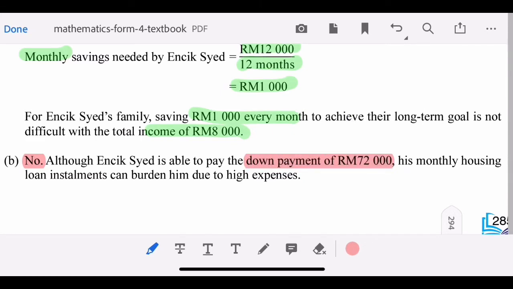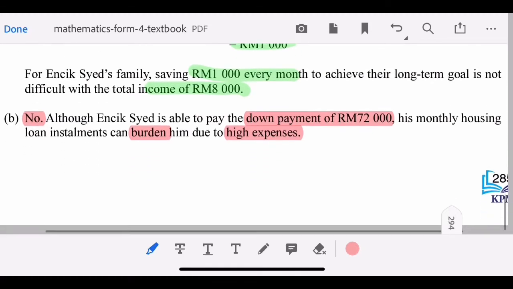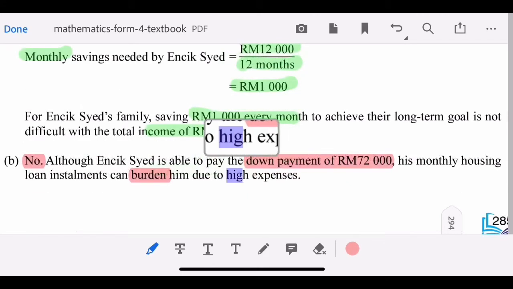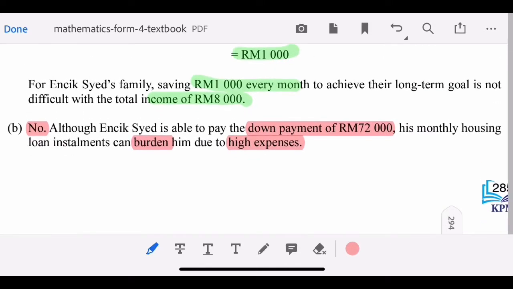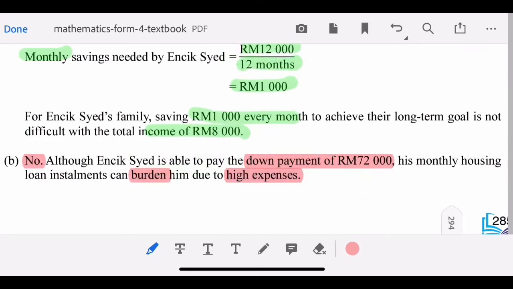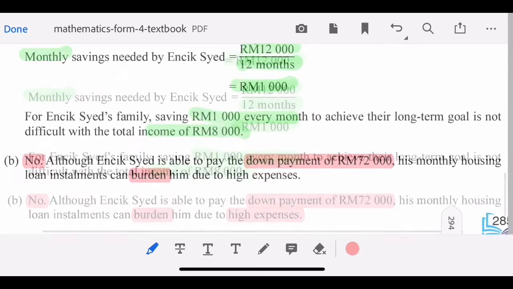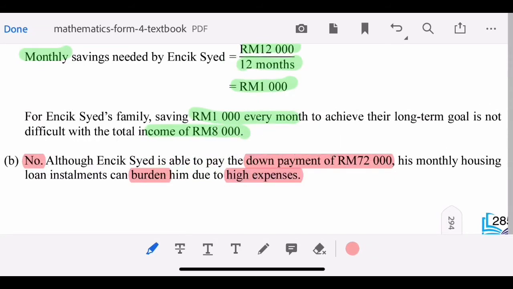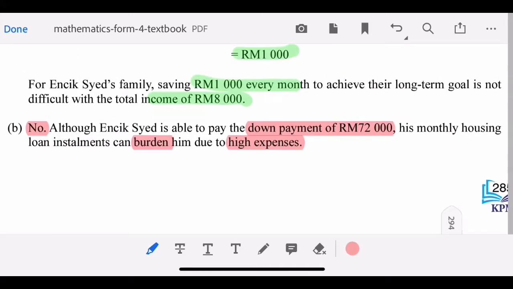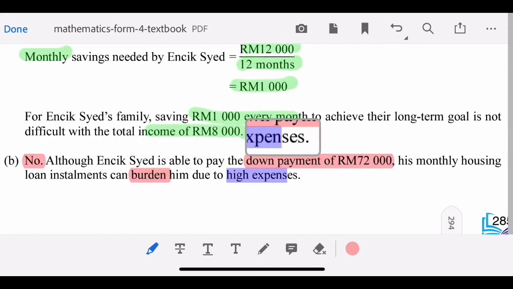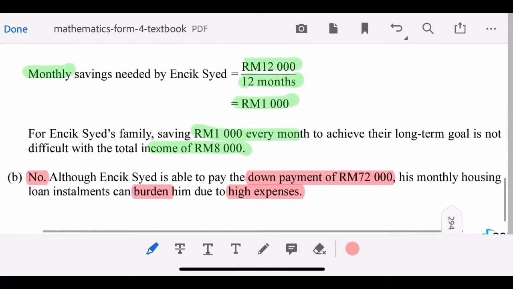But for B, it is not advisable for Encik Syed to buy such an expensive house, because although Encik Syed is able to pay the down payment of 72,000, which is 10% of the house price, his monthly housing loan installments can burden him due to high expenses. So it is not advisable for Encik Syed to buy such an expensive house.